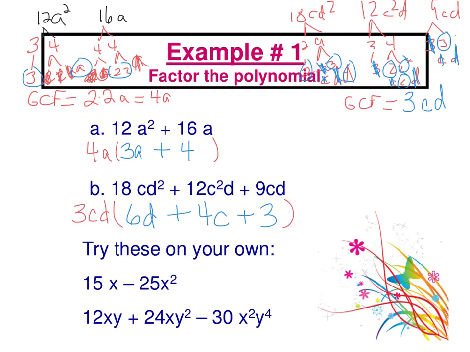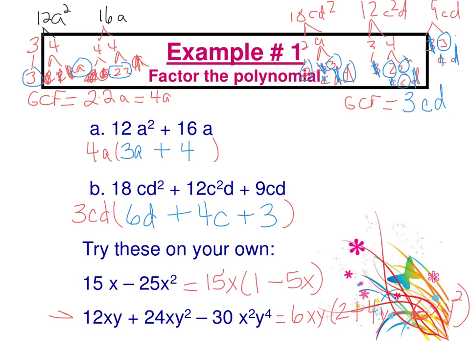Now, what you have to do is factor these other 2. So pause the video, try it on your own, and then check your work. Alright, here's what I got for my answer, and just in case you can't see it, in the second one here, I got 6xy times the quantity 2 plus 4y minus 6xy squared. That's what it looks like in factored form. If you have any questions, make sure you ask in class.